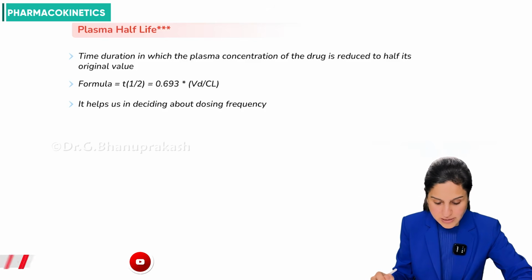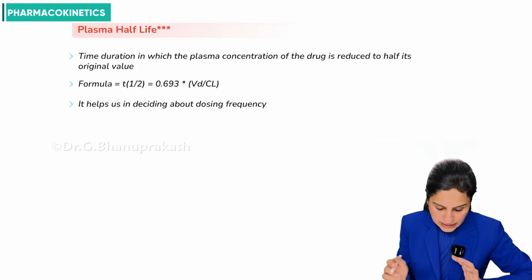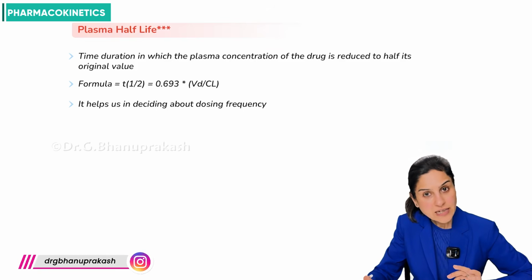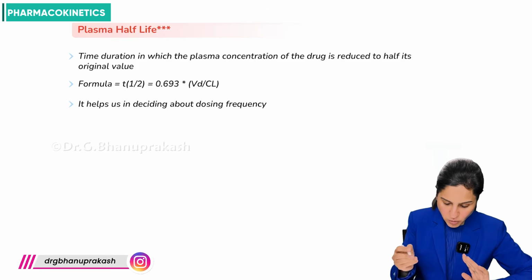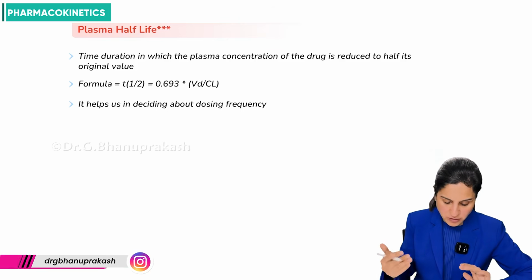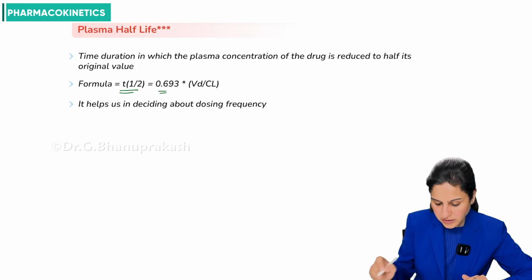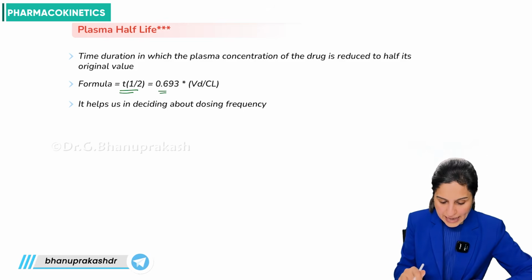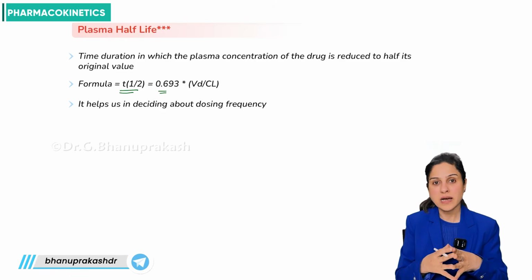Moving on to the next concept, this is the plasma half-life. So what is plasma half-life? It is the time duration in which the plasma concentration of a drug is reduced to half of its original value, right? That is very important. 50% of its original value. The formula is important. T half is equal to 0.693 into volume of distribution divided by clearance. And it helps you decide about the dosing frequency of the drug, right?